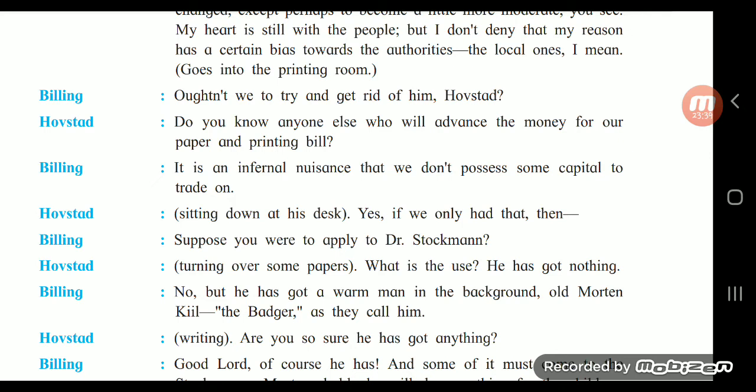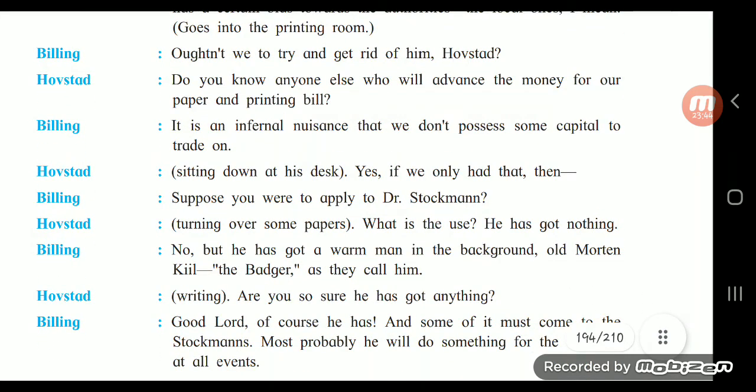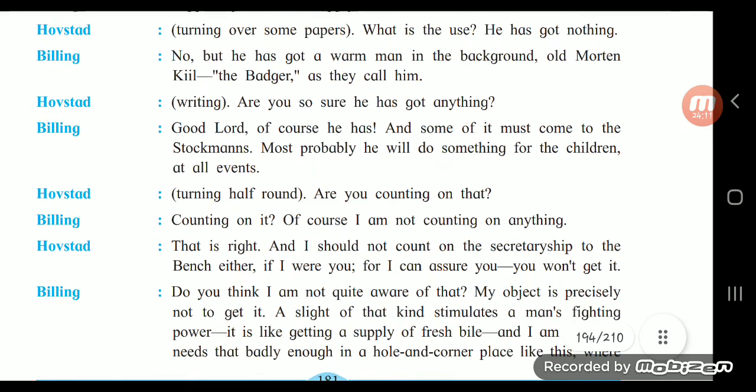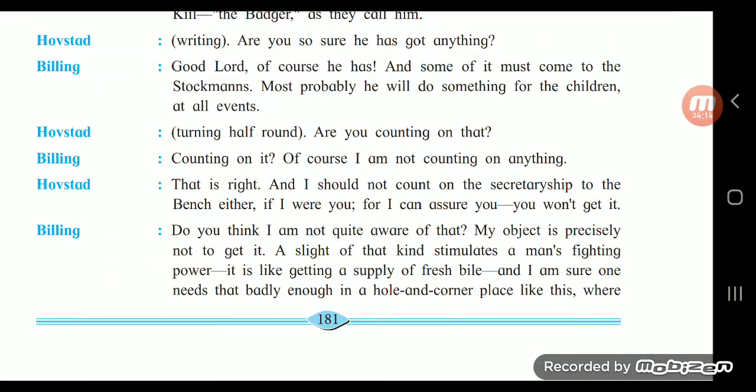So do you know anyone else who will pay us in advance for this? It is an infernal nuisance that we don't possess some capital to trade on. Okay, so they have also their own problem and they have to think about their business as well. So now they are considering to go to another person, old Morten Kiil, the badger. Okay, he is a supporter of Dr. Stockman. So definitely maybe if we ask him, he will be able to help us financially. All right, and then what happens, let us see in the next lecture.